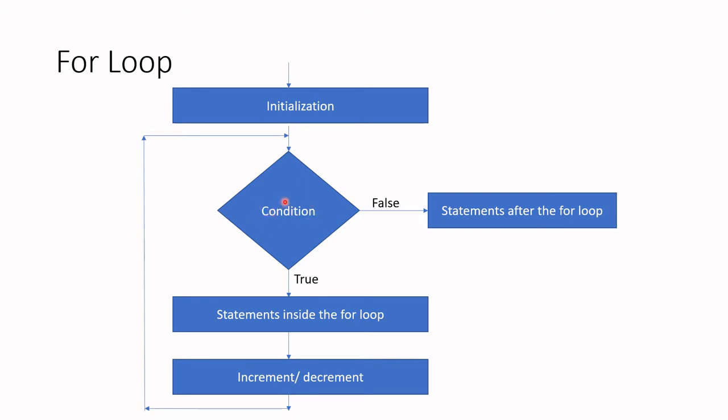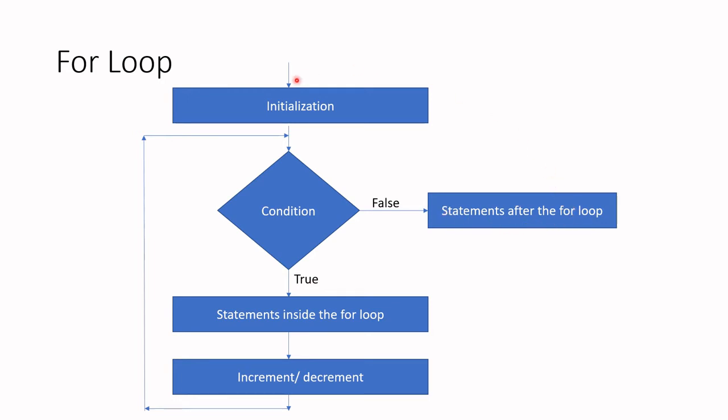and again it will go up to check whether this condition is true or false. And if it is true, then again it will execute this part, and again it will jump to check whether this condition is true or false. If it is false, then only it will come out of this for loop and execute the statements which are written after the for loop.